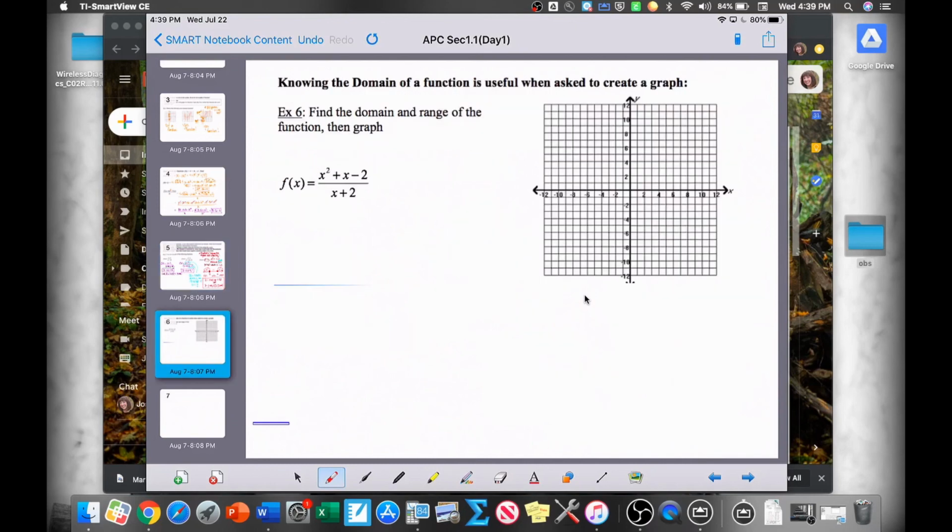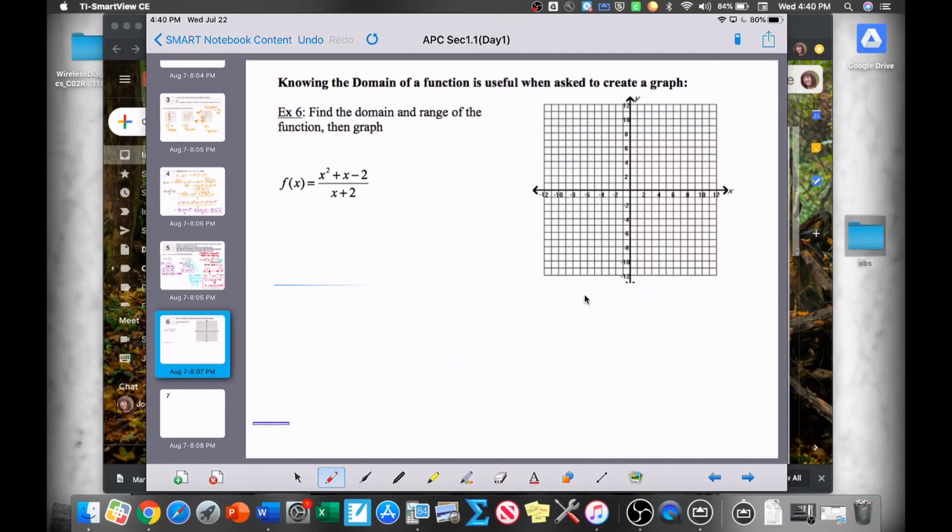All right, final example for this section. Knowing the domain of a function is often useful if we are asked to create a graph. So example 6, we're given a function. We're asked to find the domain and the range, so what can x be, and then what will the resulting y values be, and then graph our function, basically, okay?